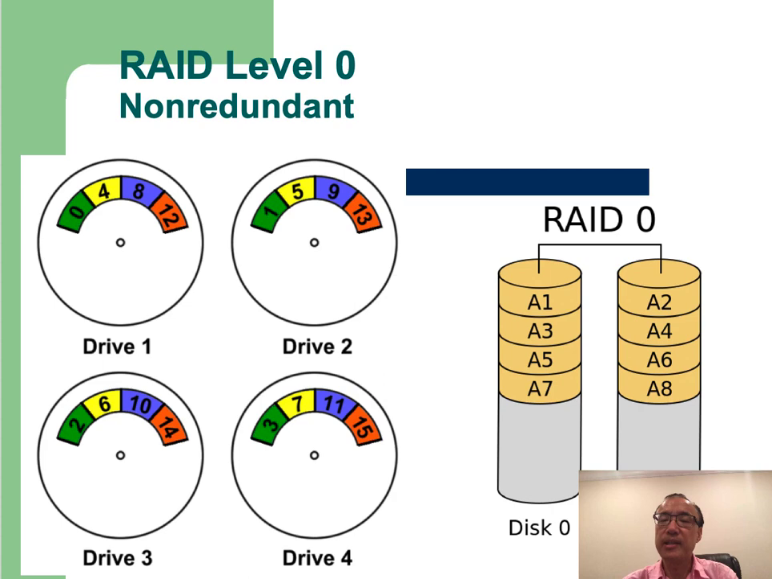RAID 0 essentially has no redundancy. So all you need to do is put two drives together and increase the capacity. If you have a 1 terabyte drive here and a 1 terabyte drive here, if you put them in the RAID 0 configuration, you will get a 2 terabyte drive.